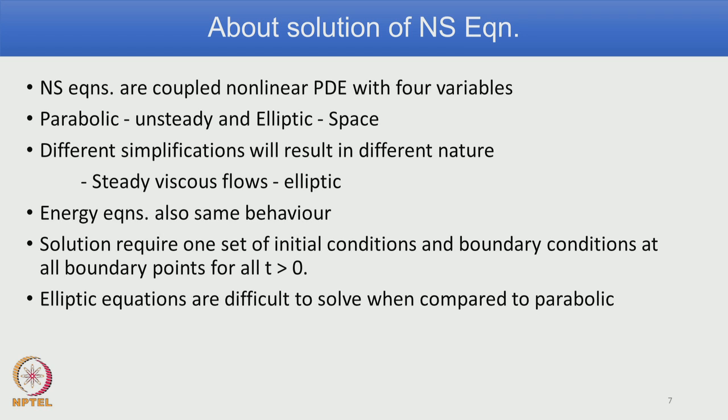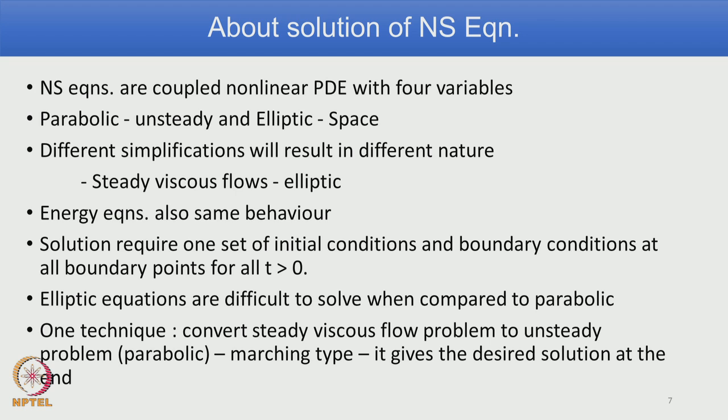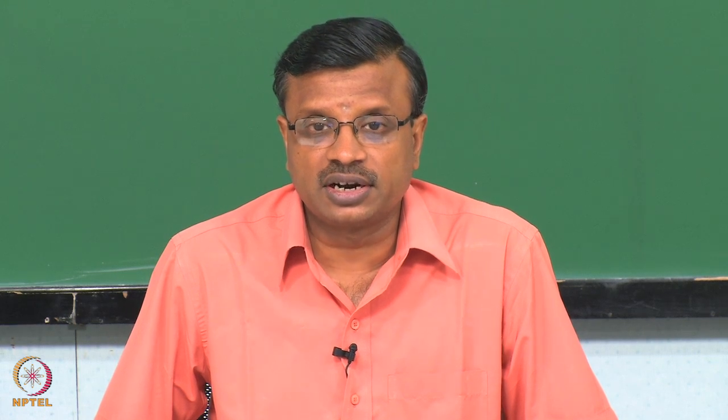Elliptic equations are generally very difficult to solve when compared to parabolic. So, usually what we do is convert the steady problem; for example, we have given here the steady viscous flow equation. It is an elliptic equation, it is difficult to solve. So, we convert the steady problem of elliptic nature into an unsteady problem by adding a time derivative term. Now, you march the solution until you get the desired solution, that is until you reach steady state condition.